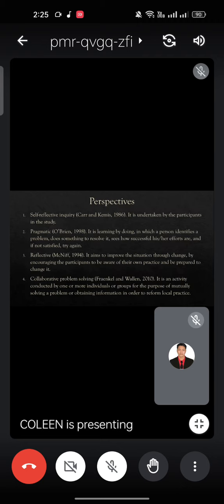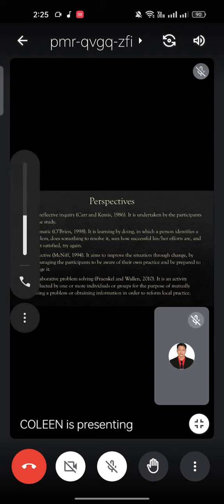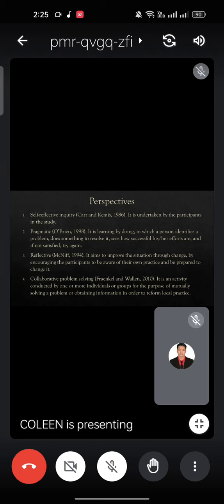Next, we have more perspectives about action research. Action research is a self-reflective inquiry. It's pragmatic, it's reflective, it's collaborative problem solving. It is self-reflective because the participants are involved in the study. Action research is undertaken by the participants in the study.